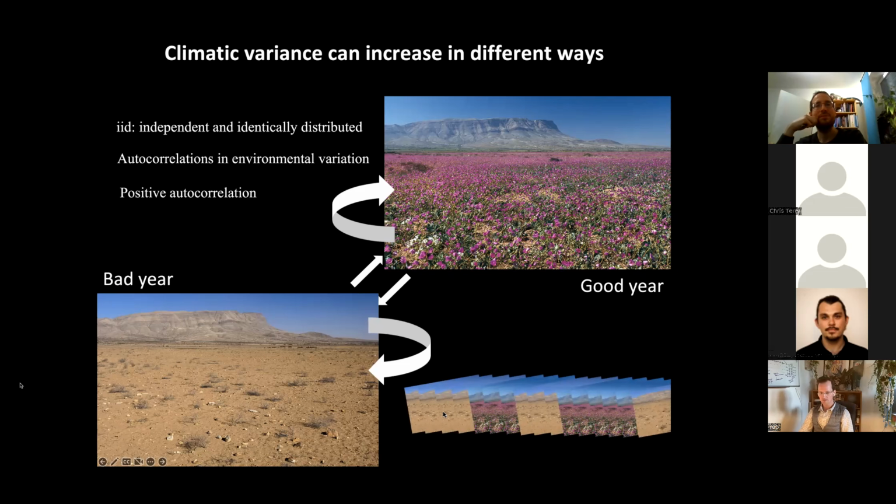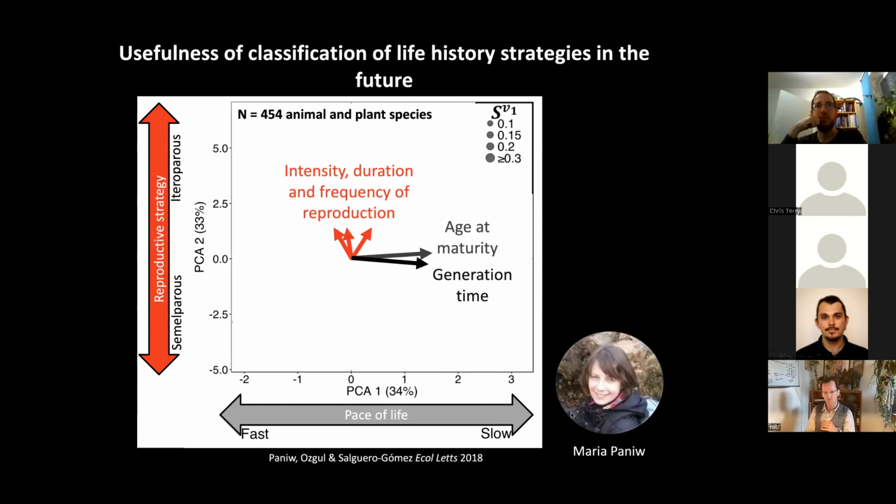Bad year, bad, switch. Good, switch. Bad. So on land, we are already seeing an increase in the positive temporal autocorrelation of environmental stochasticity. Interestingly enough, underwater, the picture is quite different. We are seeing a proclivity towards a more negative autocorrelation.